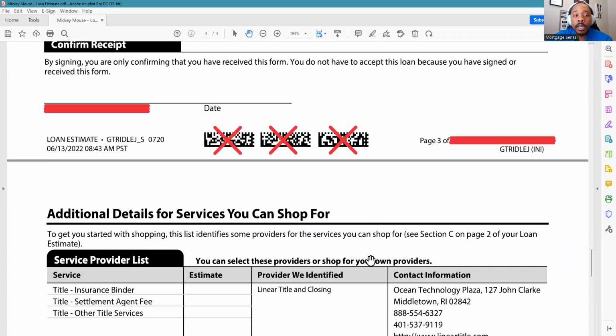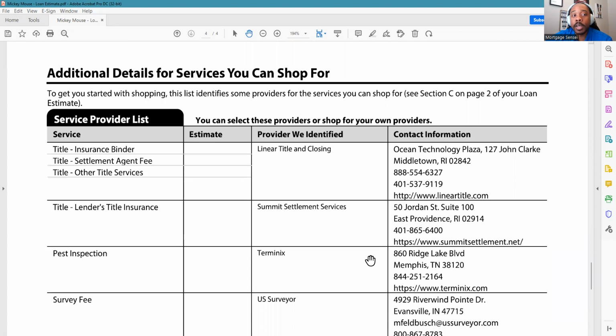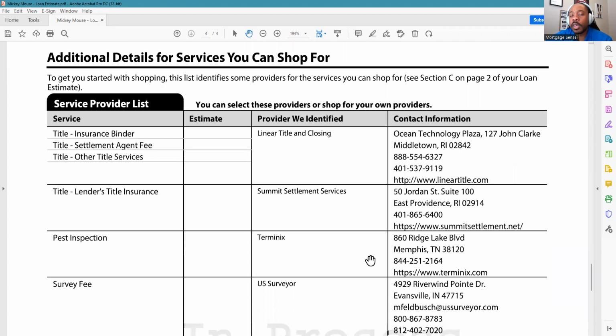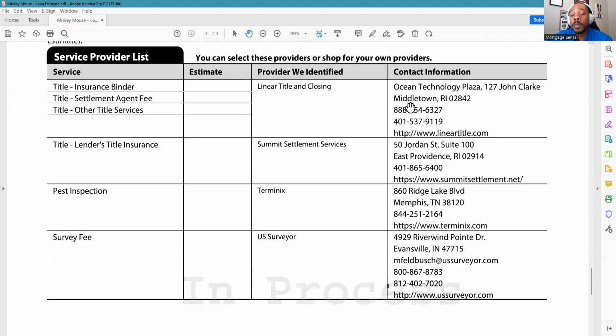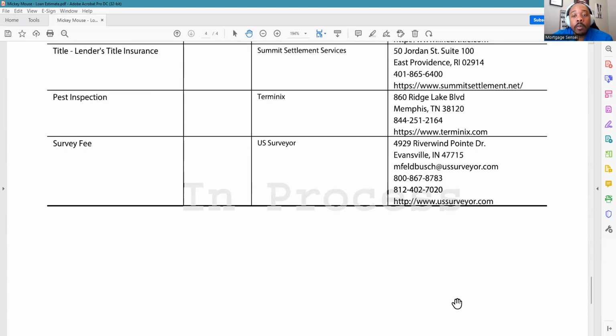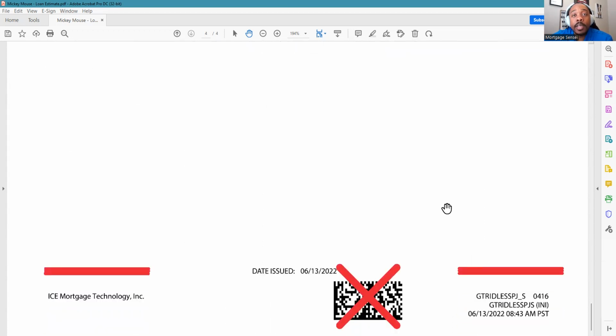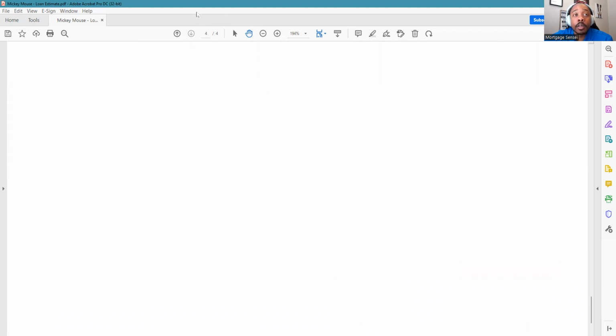Below that, you'll just confirm your receipt, and then you have your service providers list. What this does is give you providers' contact information. You can select these providers or shop for your own. We're just providing people that you can work with. Maybe you need to get a pest inspection. Maybe you need to get a survey. Here's a name, number, and email for those third party contractors where you can reach out and get the services needed, or you can just do it yourself. That's really all that's going on here. And as you can see, that's the end of the loan estimate.